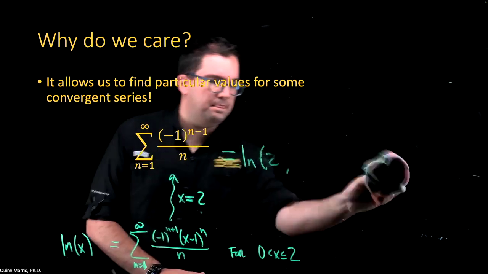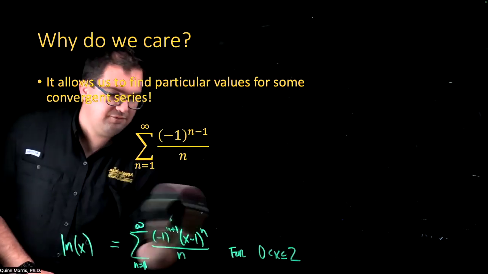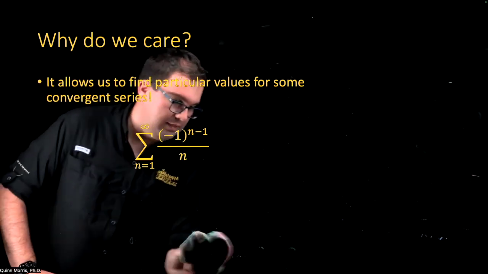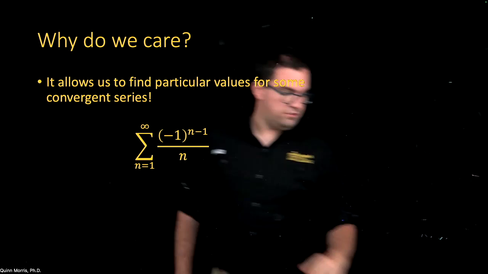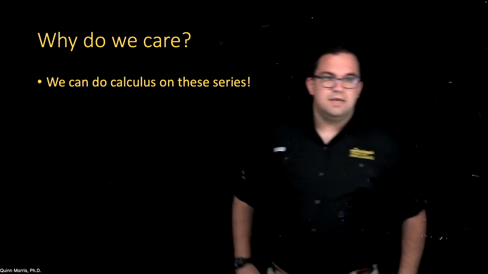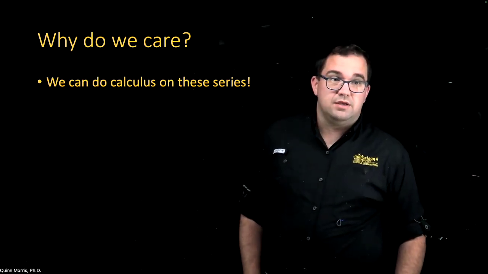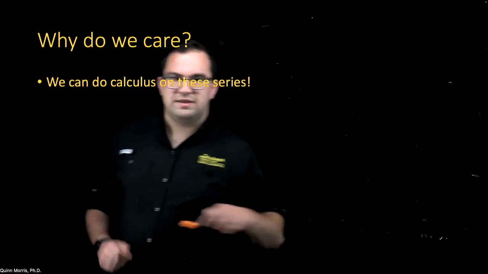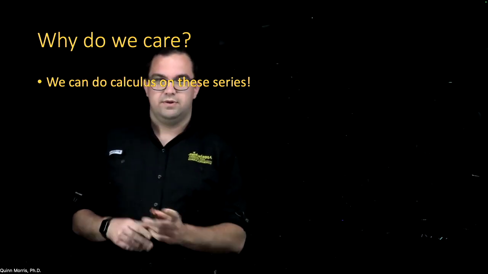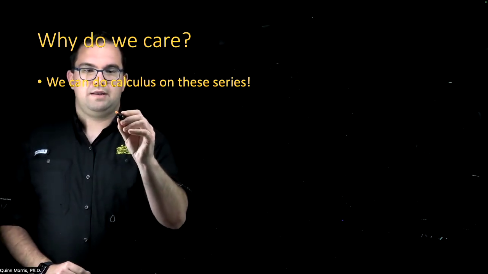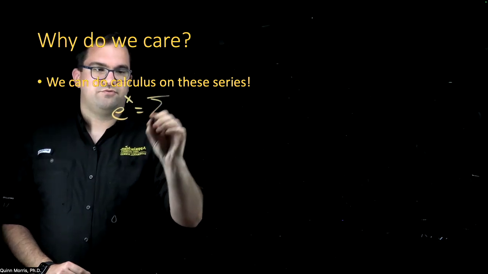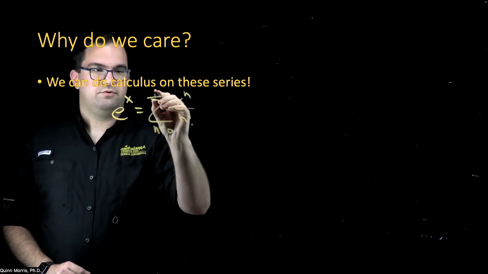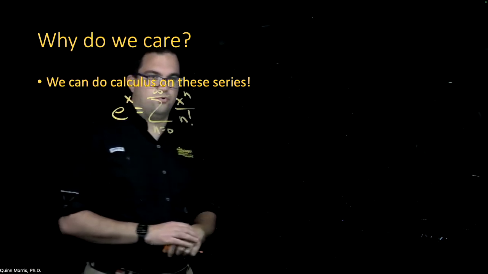Now, I want to emphasize one other thing. I mean, this is certainly useful, and we'll do some more of this in the next video. But another sort of thing that's very powerful about this is that we can actually do calculus on these series, right? So we sort of observed this before with the Taylor polynomials, but let's observe it also with Taylor series. So I know the Taylor series for e to the x is the sum n equals 0 to infinity x to the n over n factorial.